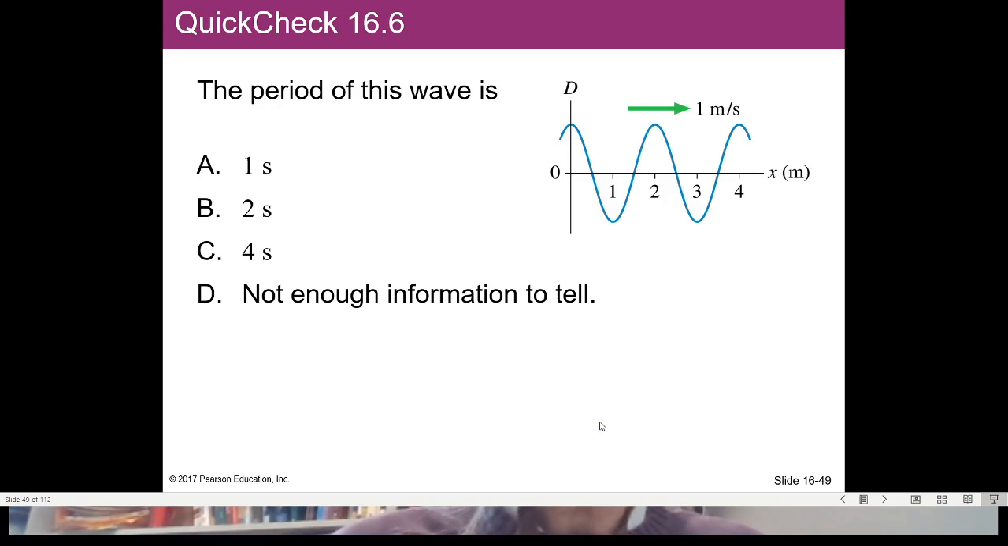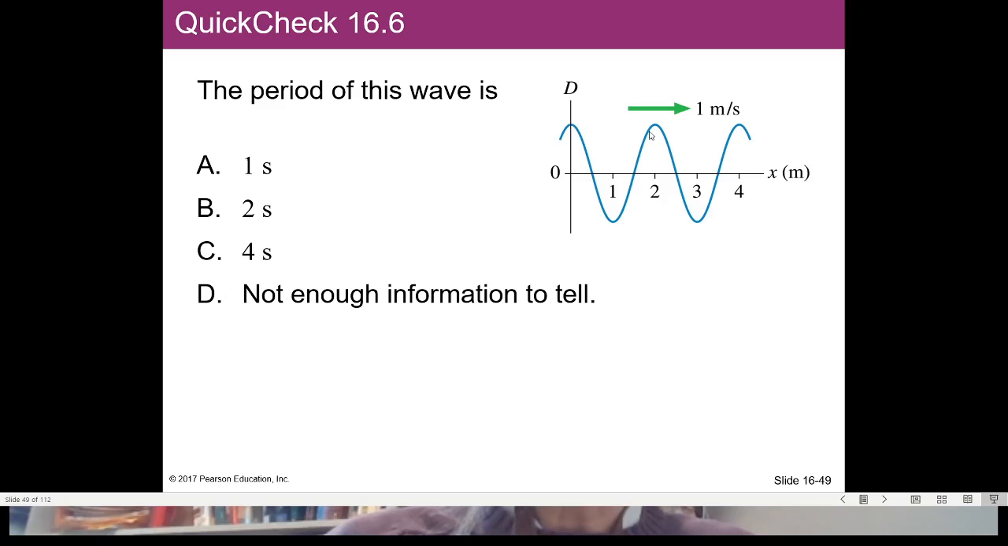All right, so they want to know here the period of the wave. Now notice you can't read it right off this graph, because why? Because the distance between any two crests here is going to be in meters, as you can see from the label on this graph, on this axis. But you are given the speed of the wave. The speed of the wave is 1 meter per second.